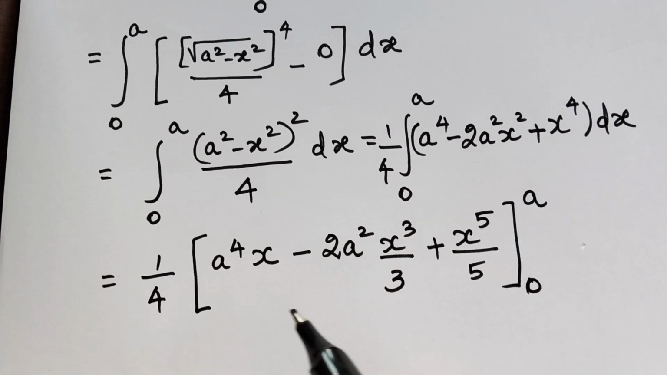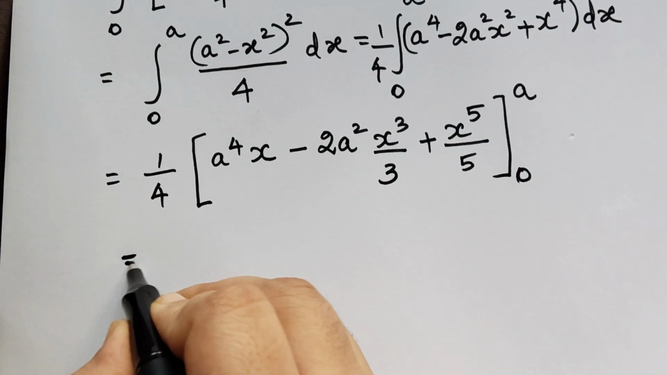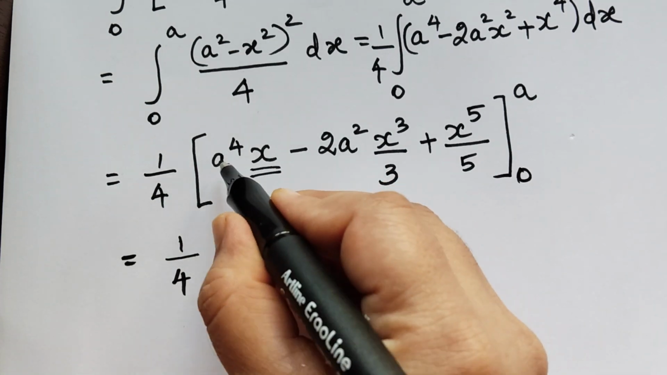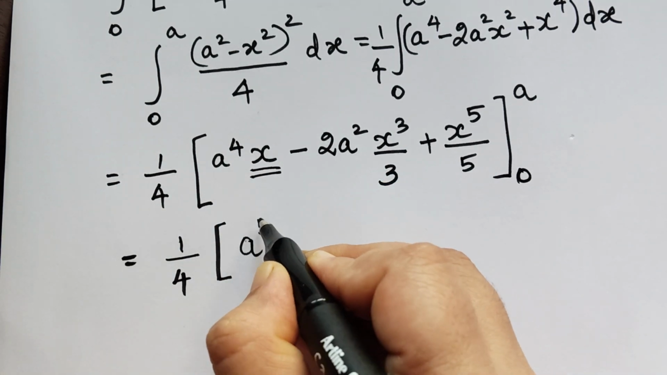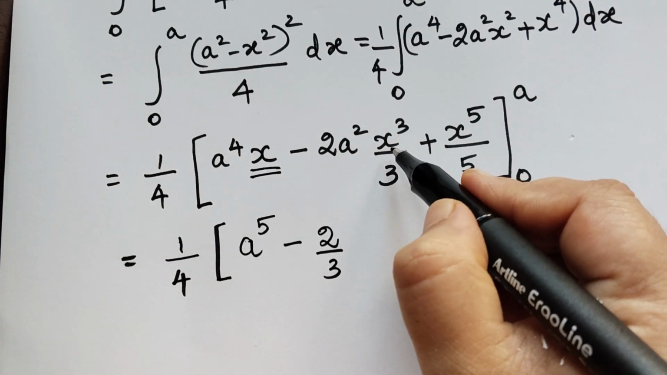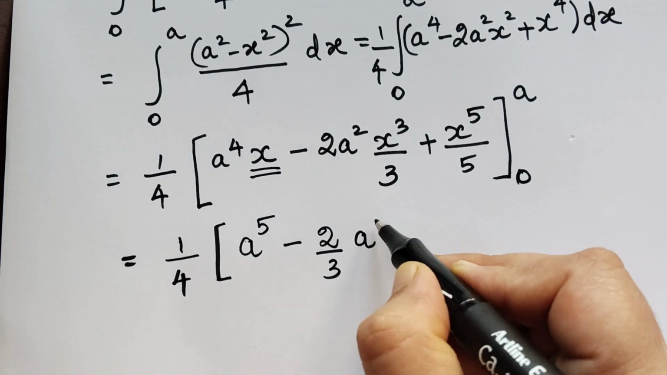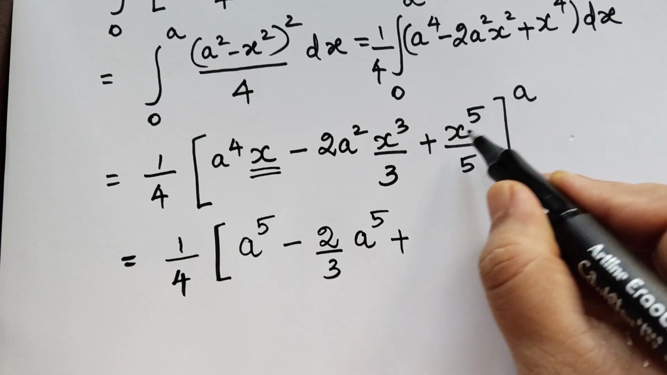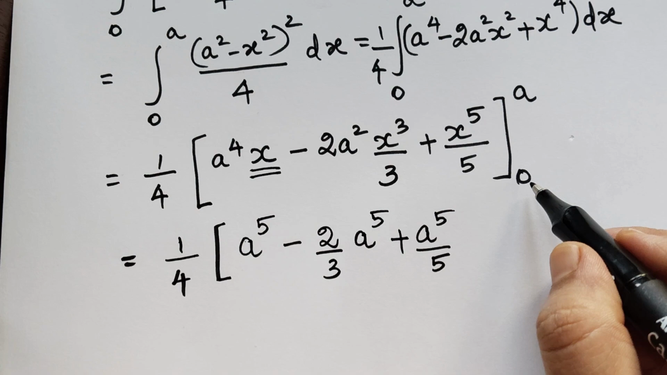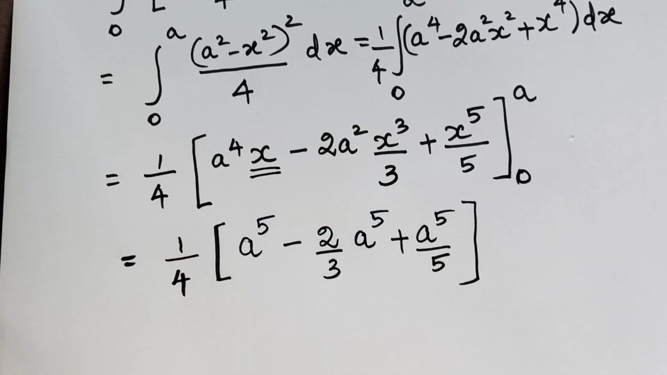Now we have to apply the limits for x. So in place of x we have to replace it by the upper limit a. So that will be equal to 1 by 4. When we apply the upper limit a over here, we will get a power 4 multiplied with a, which will give us a power 5, minus 2 by 3, where a square multiplied with a cube will give us a to the power 5, and then plus a power 5 divided by 5. And what is the lower limit? It is 0. So when we put 0 in place of x, all the three terms become 0.